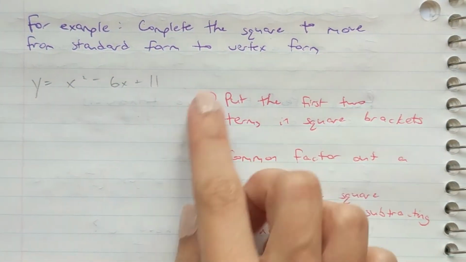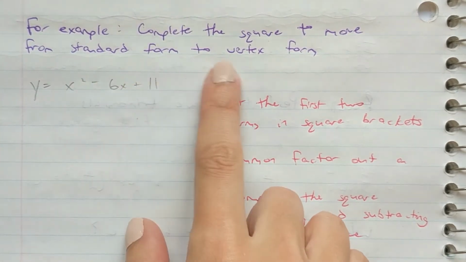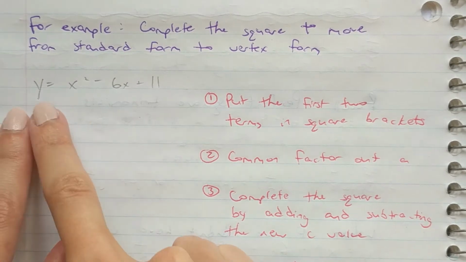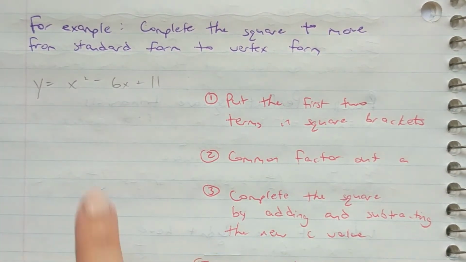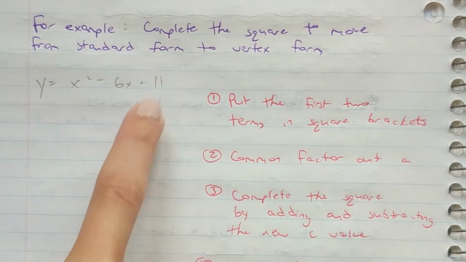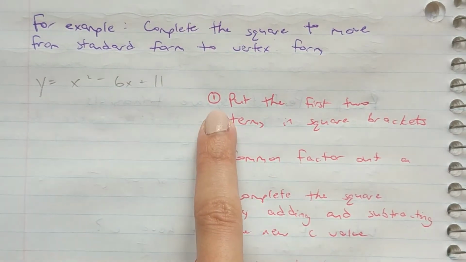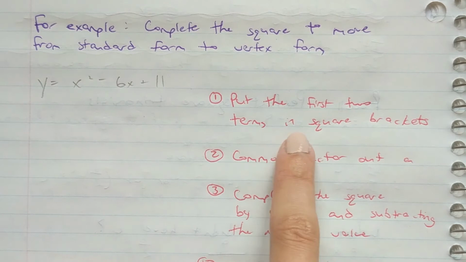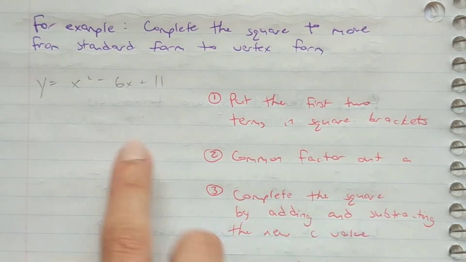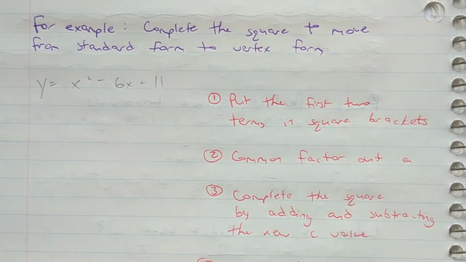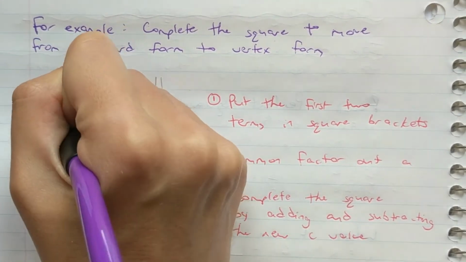Complete the square to move from standard form to vertex form. First things first, let's start with our example. y is equal to x squared minus 6x plus 11. The first thing that we need to do is put our first two terms in square brackets. Our first two terms are x squared and negative 6x, so I'm going to do that.